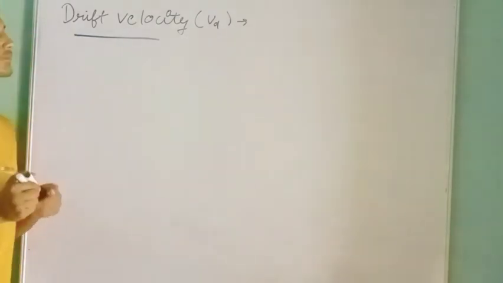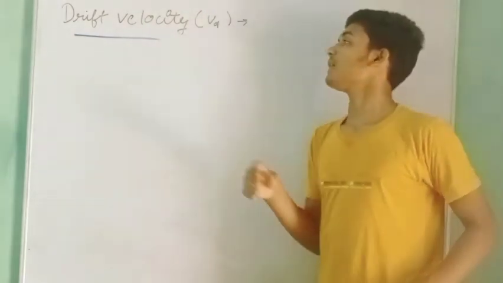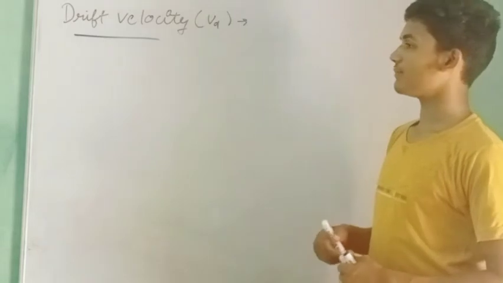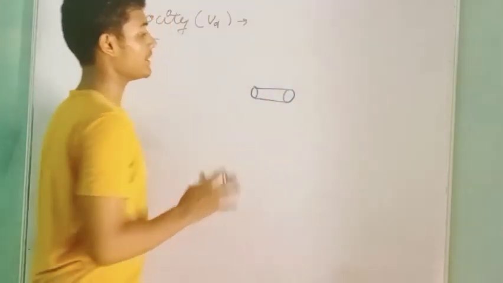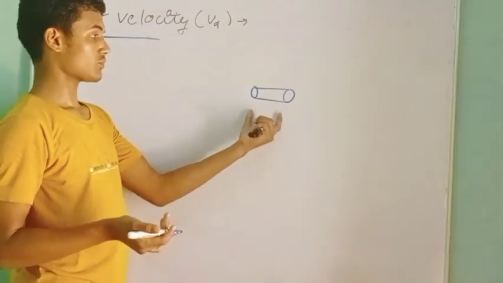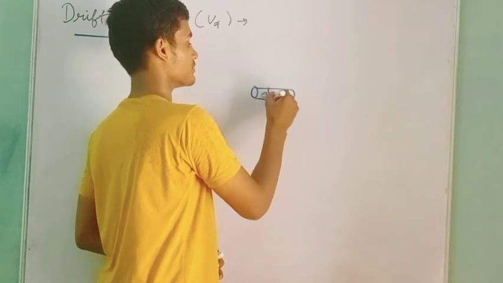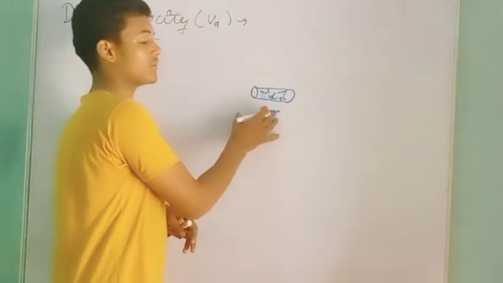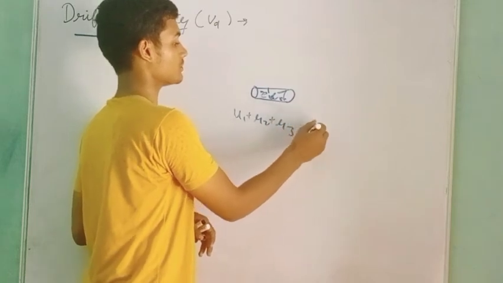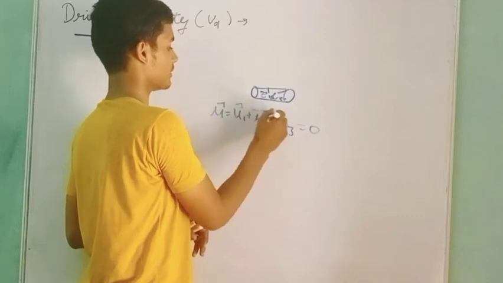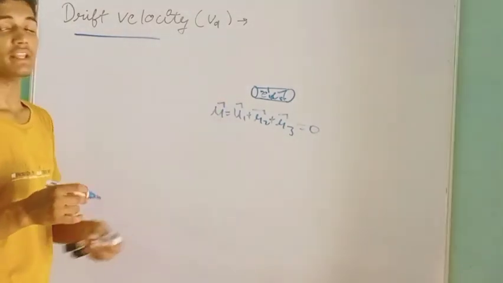Before doing the definition, I will tell you something from the previous chapter that we have to know. When a wire is not connected to a battery, the electrons move in random directions, not in any particular direction. The total velocity is the vector sum, meaning u1 plus u2 plus u3 is equal to 0. So the vector sum of those velocities is 0, and the average velocity of the electrons is also 0. When it is not attached to the battery, the total velocity is 0.